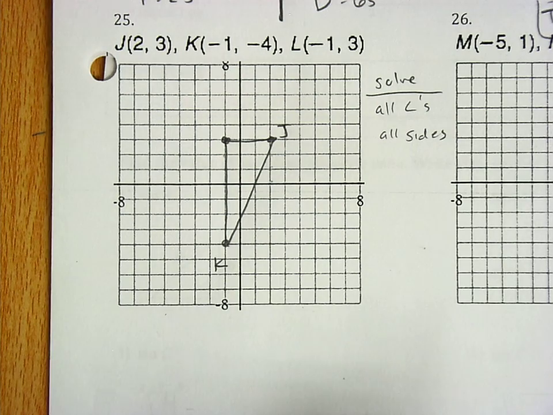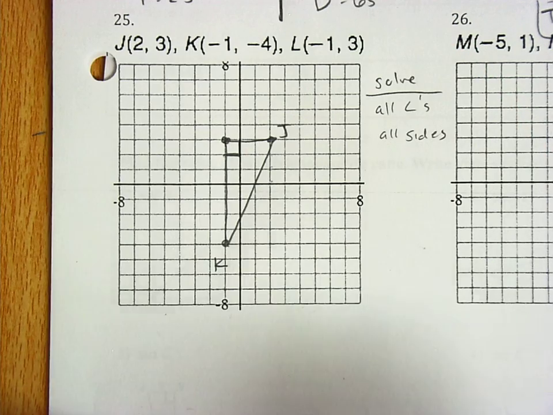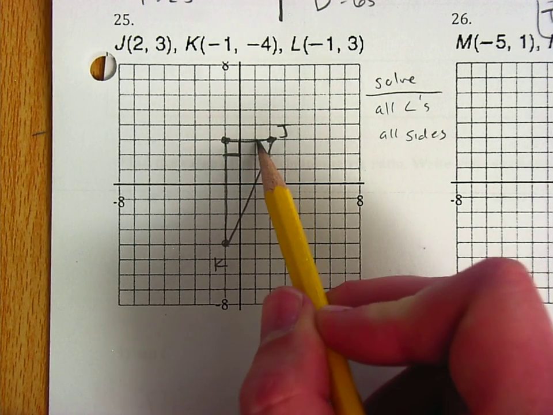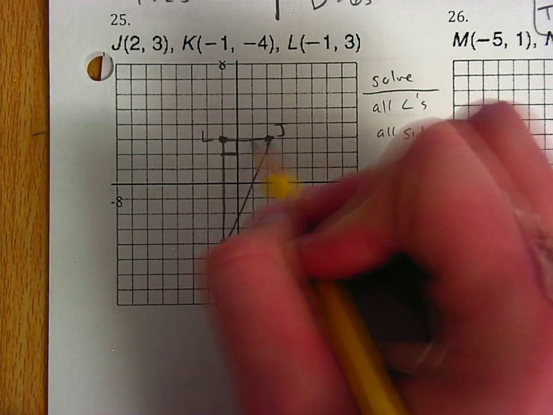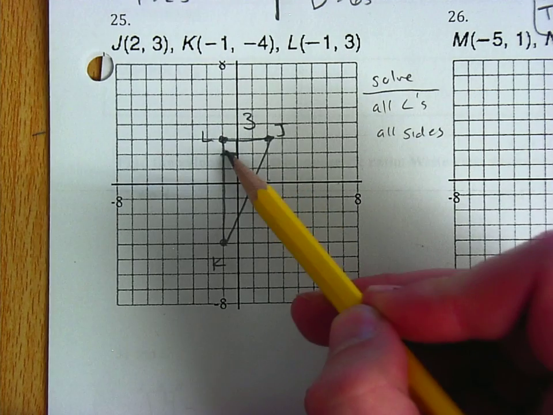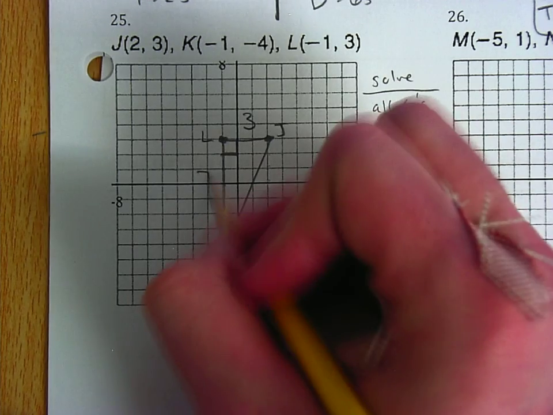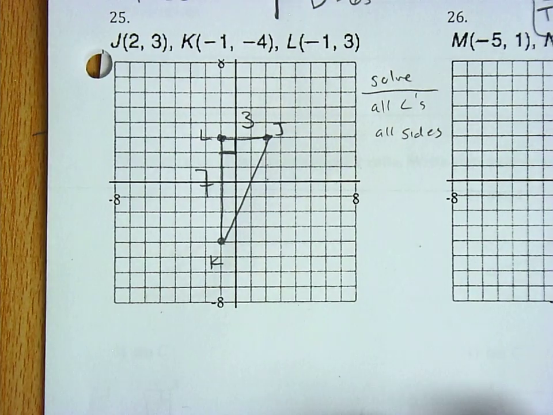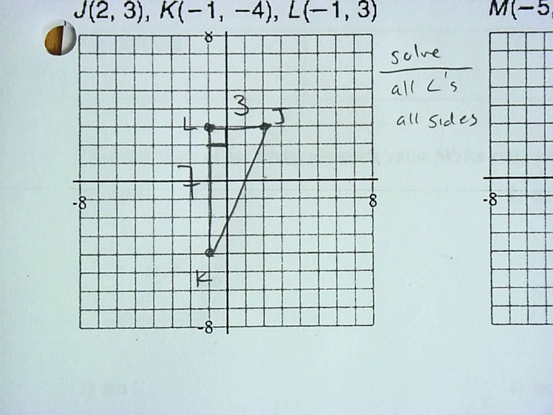And what's cool about this is that we can see our right angle, right? It's the perpendicular lines. And we can also see exactly how long two of the sides are. LJ is 1, 2, 3 long. And LK is 1, 2, 3, 4, 5, 6, 7 long. So we have this triangle with side lengths 3 and 7.